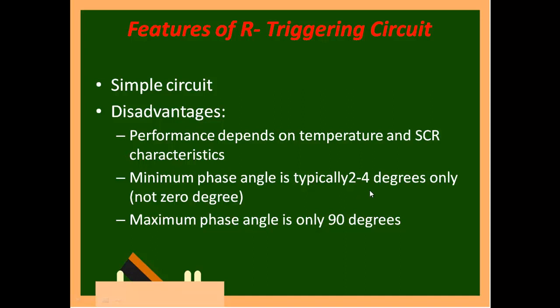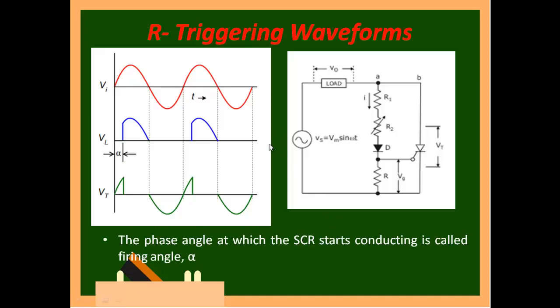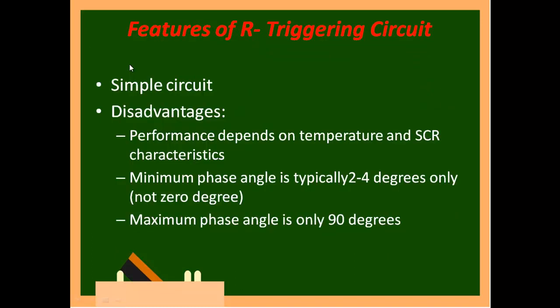Minimum phase angle is typically 2 to 4 degree only. Less than 2 degree I cannot fire. Maximum phase angle, I can go only to 90. Beyond 90 I will lose the control, because your current as well as voltage is increasing only till this instant. After this instant, the current starts to decrease. I have already kept a resistance where only after this resistance value the current is going to flow. So once the current crosses here, it will automatically reduce. Nothing will pass through here, and that will not allow this thyristor to fire. So the control range is only from 0 to 90 degree. That is the drawback.